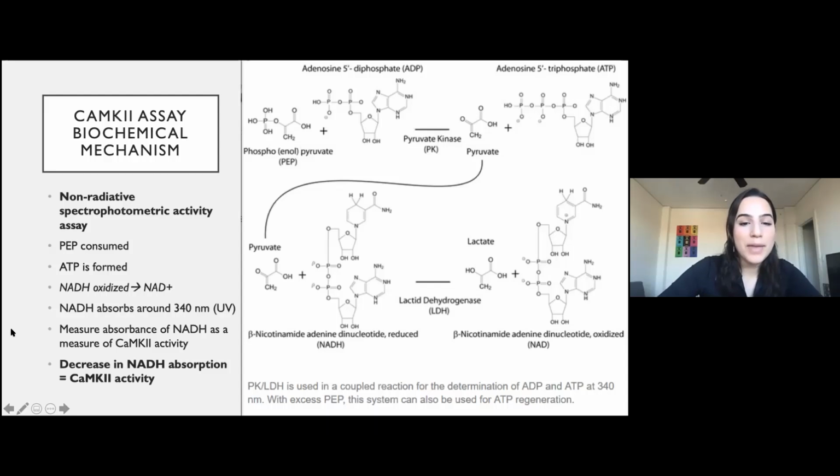So the main idea here is that we have NADH added to the reaction, and as CaMKII is active, it takes up NADH and reduces the absorbance of NADH, which is then going to become a measure of CaMKII activity. So basically, at 340 nanometers, we can measure the absorbance of NADH, and if we decrease absorbance, then we know CaMKII is using up these metabolites and working.